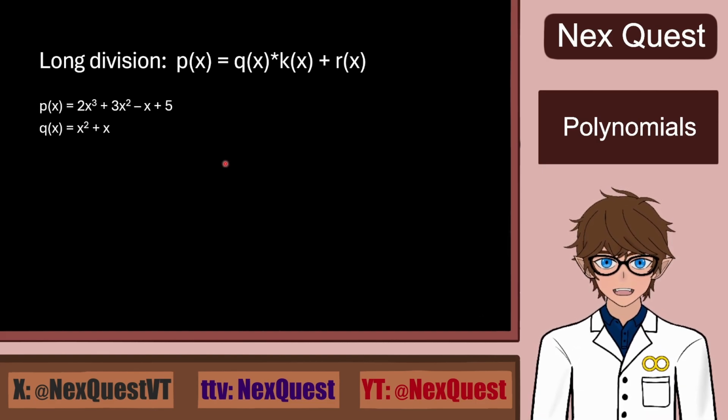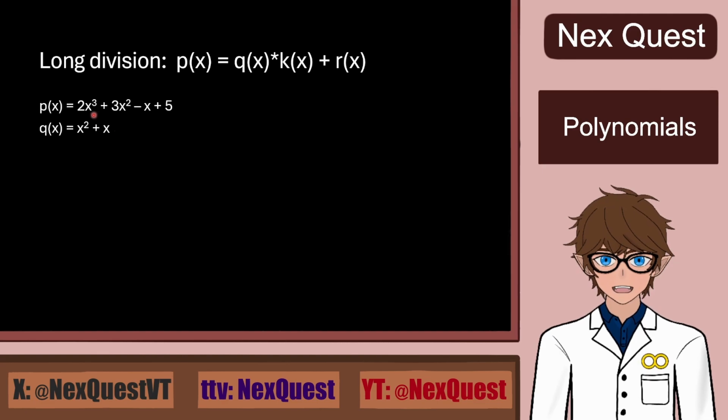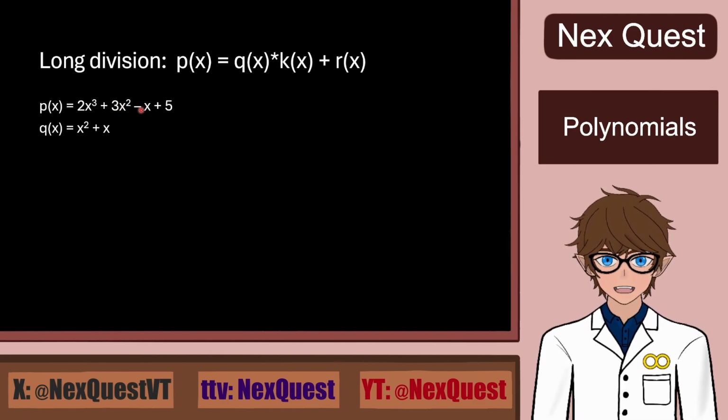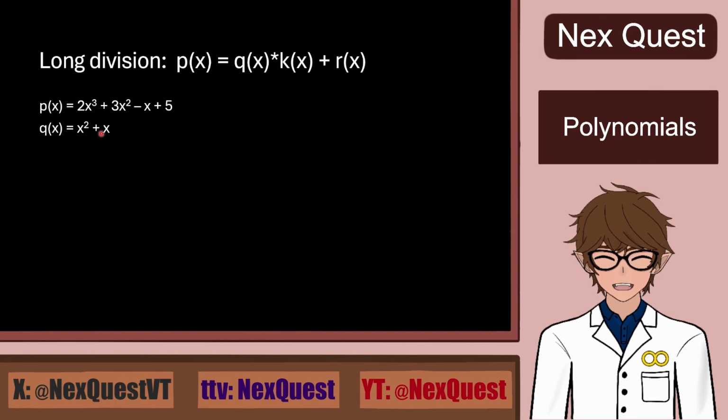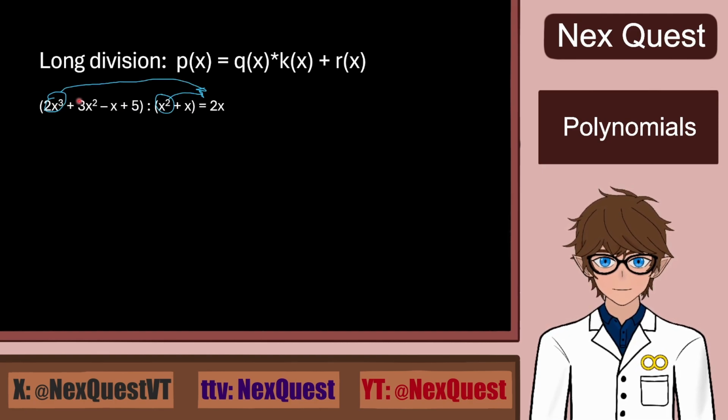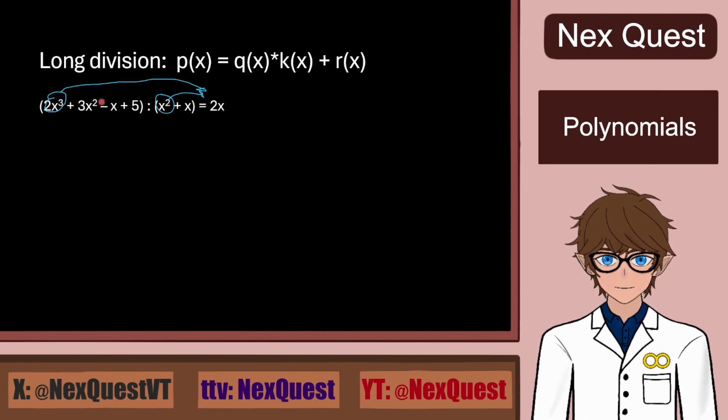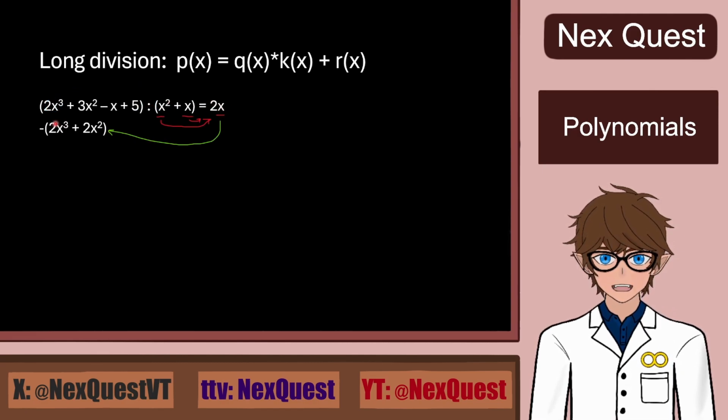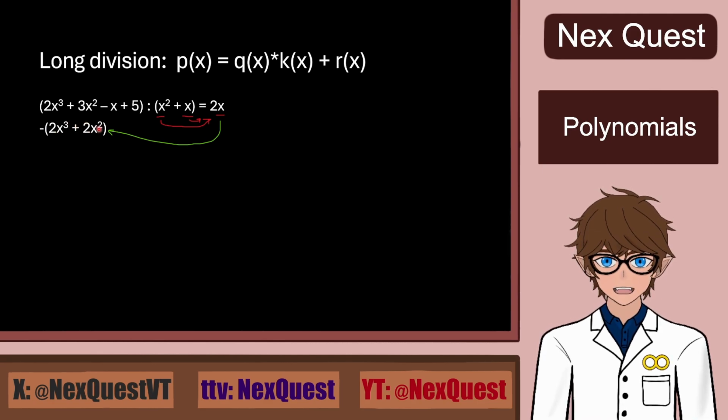So next I will divide 2x cubed plus 3x squared minus x plus 5 with x squared plus x. I take the fraction of the first terms of each polynomial. I get 2x. I multiply that back to the q of x, and I get 2x cubed plus 2x squared.